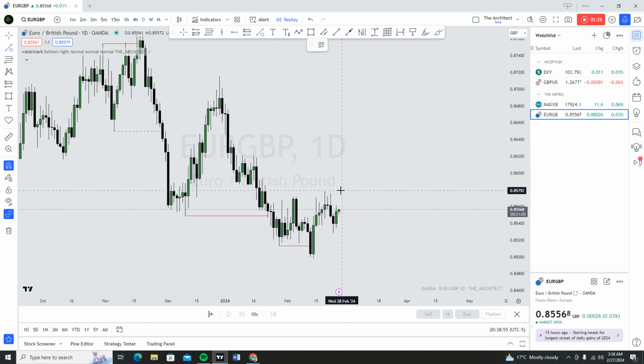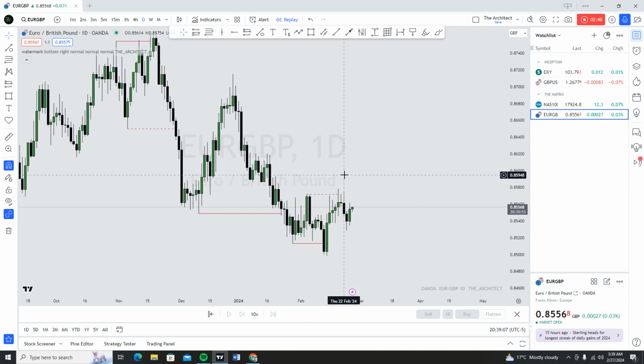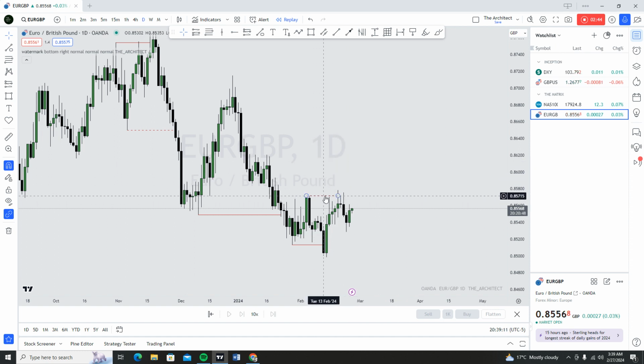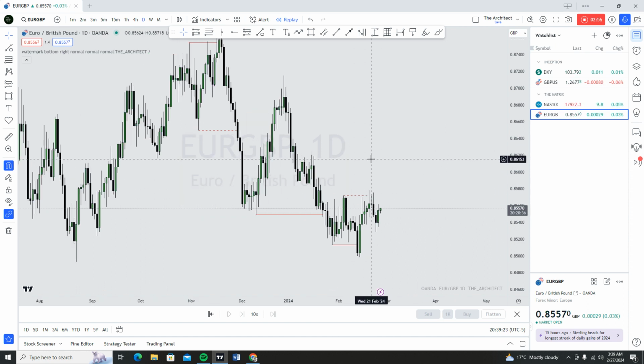Until this point over here, where we start to see again a market structure shift. Although we haven't gotten a candle break over that high, we have wicked, giving us an idea that we may start to see that change in character. This is essentially a market structure shift, giving us the idea that we may now want to see bullish price action.